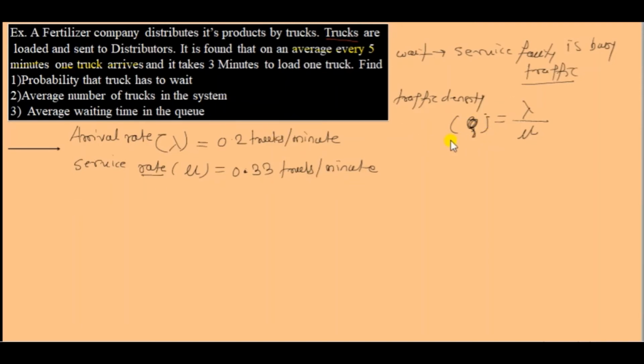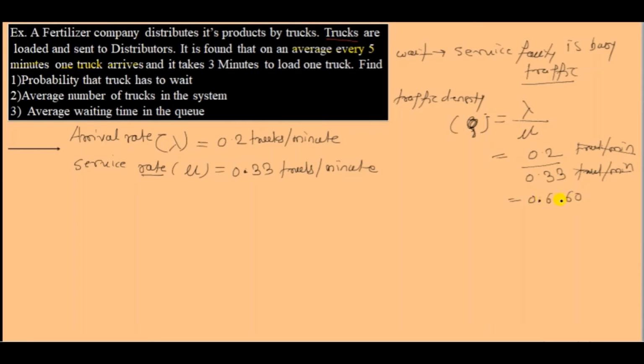Okay, now the first question is the probability that the truck has to wait. The truck has to wait means the service station is busy. When the service facility is busy, traffic is there at the service facility, which means we want the traffic density. We want the probability that the service facility is busy, because only if it is busy does the truck have to wait. If it is not busy, the truck will directly get the service, that means it will be directly loaded.